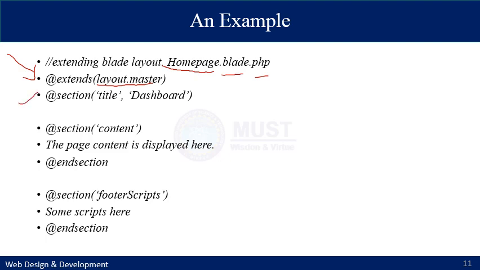And then we created a section called the title, and the title name is dashboard. So this dashboard title will be forwarded to our master page in the section in the yield of title. Similarly, where you have the section yield content, this section will be yielded to that place. It was the bottom part of our application. And there is another section, footer script, which was not referenced in the master page, so it will not be displayed in the master page application.